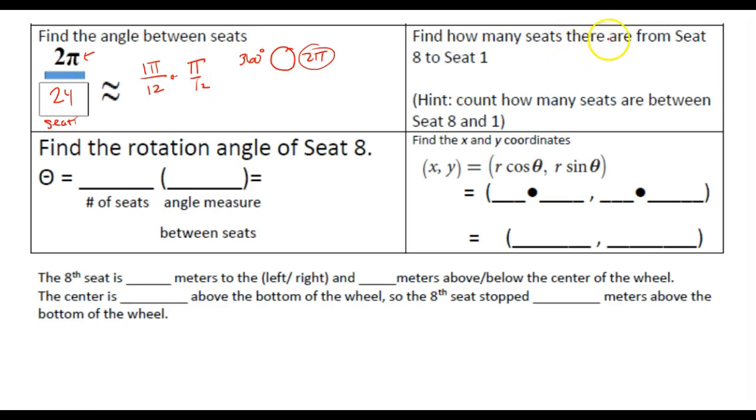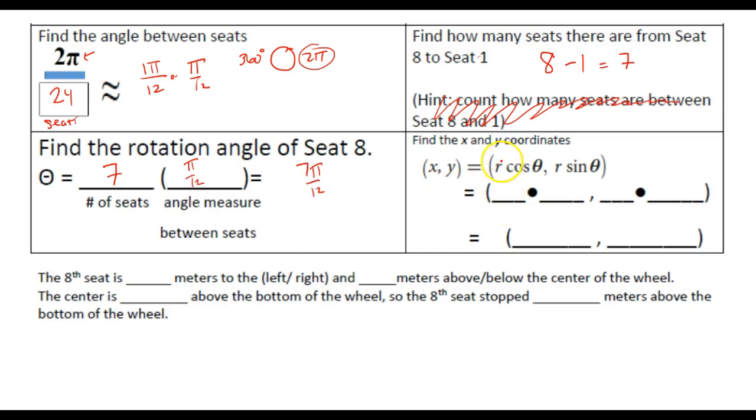How many seats are there from seat 8 to seat 1? Well, we could count, but you know, I don't want to count if we can use math to make this a little faster. So let's say there's 8 seats, take away 1 seat, which is the first seat. What would that be? 7, right? So there's a number of seats of 7 seats. The angle measure is about pi over 12. So let's figure out what that would be. I think that would be 7 pi over 12, which is not bad.